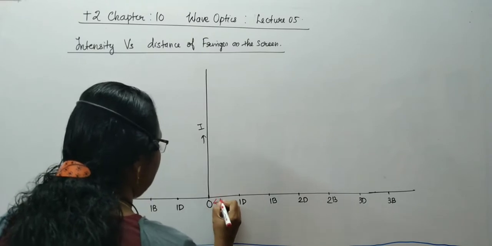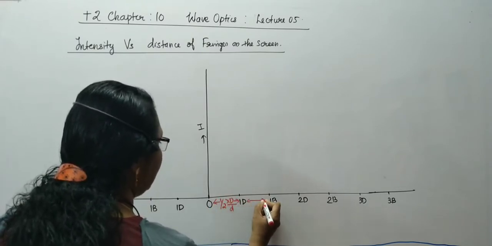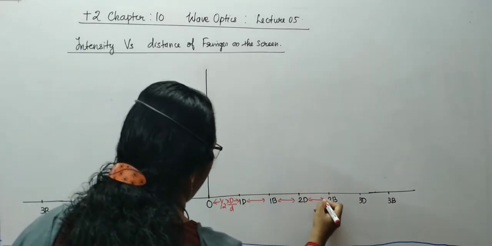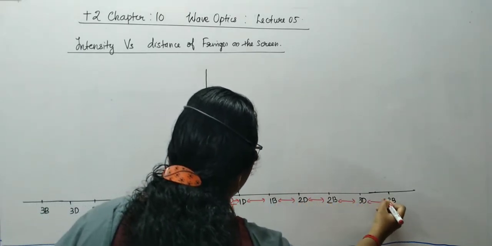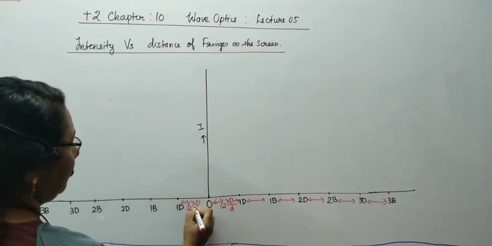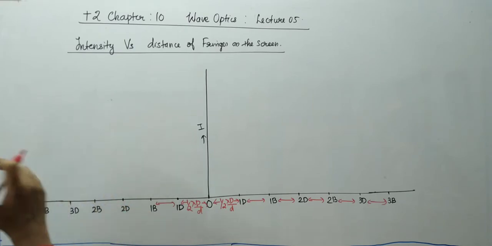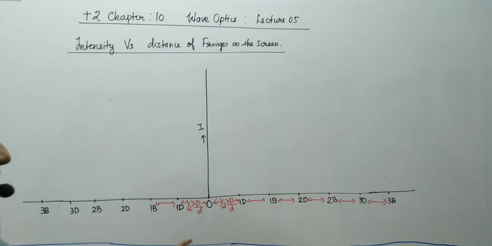We know each division is half lambda D by d. The width of each band is half lambda D by d, here also half lambda D by d, and so on. Each width is half lambda D by d. Clear?